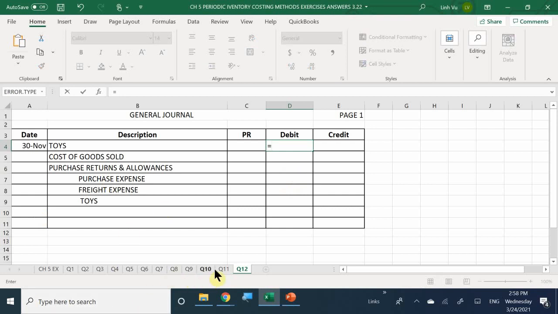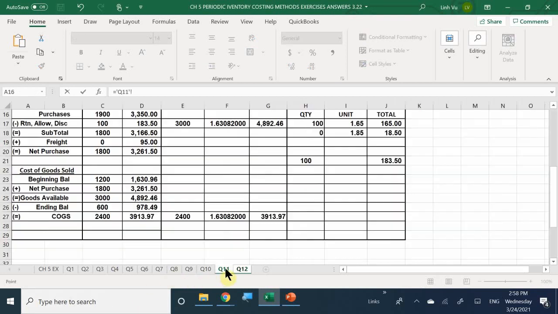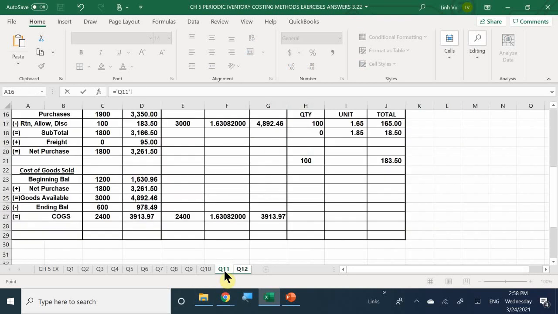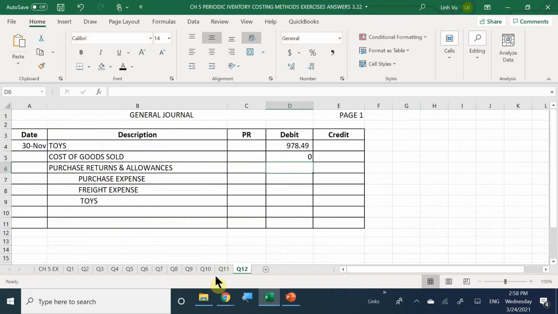Same here. So let's go back and see what was our ending inventory. $978.49. $978.48. What was my total cost of goods sold? $13.97. $39.13.97. What was my total?